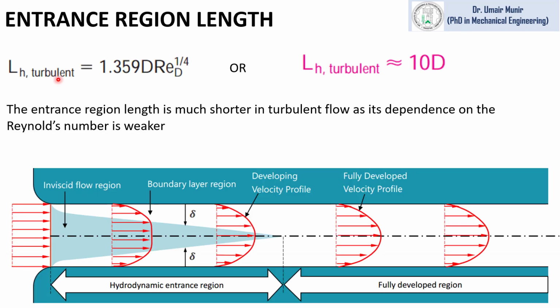The entrance region length can be found by these two empirical relations, and we can see that the length of the entrance region is less dependent on the Reynolds number. We have already defined what the entrance region and fully developed region are, and you may get this detail in my previous lecture of laminar pipe flow.